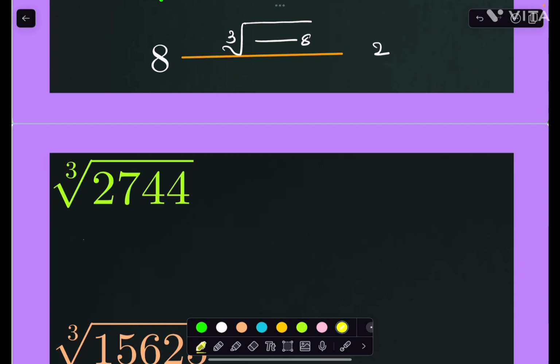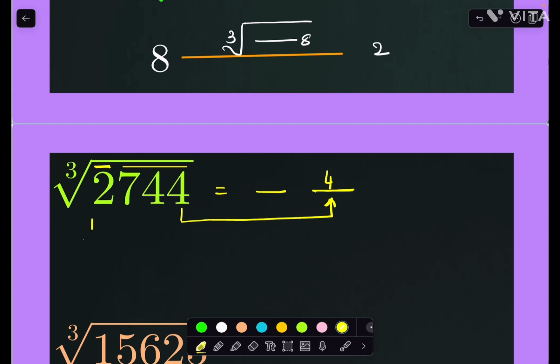To find the cube root of 2744, mark bars on every 3 numbers from right to left. Now this contains only 2 bars, so your result is a 2 digit number. How to find the unit place? If a number ends with 4, its cube root also ends with 4 only. We know that, so it definitely ends in 4. Now how to get the leftmost part of the number? Tell me the cube of a number which is closest to 2, less than or equal to 2.